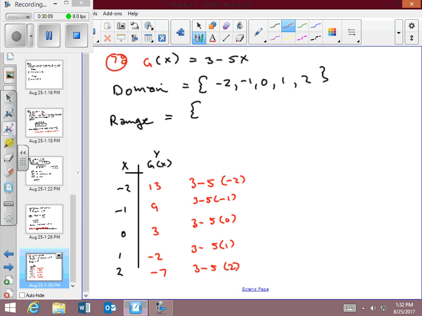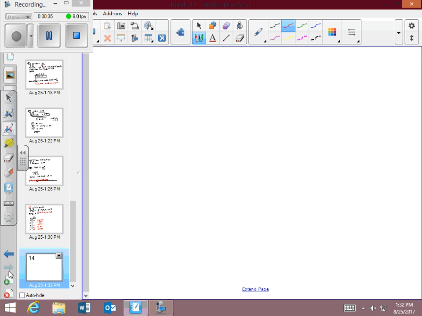So the range values are 13, 9, 3, minus 2, minus 7. If I did my process right, that should be my answer. So that's the range values. That's what they're looking for you to solve. Any questions?